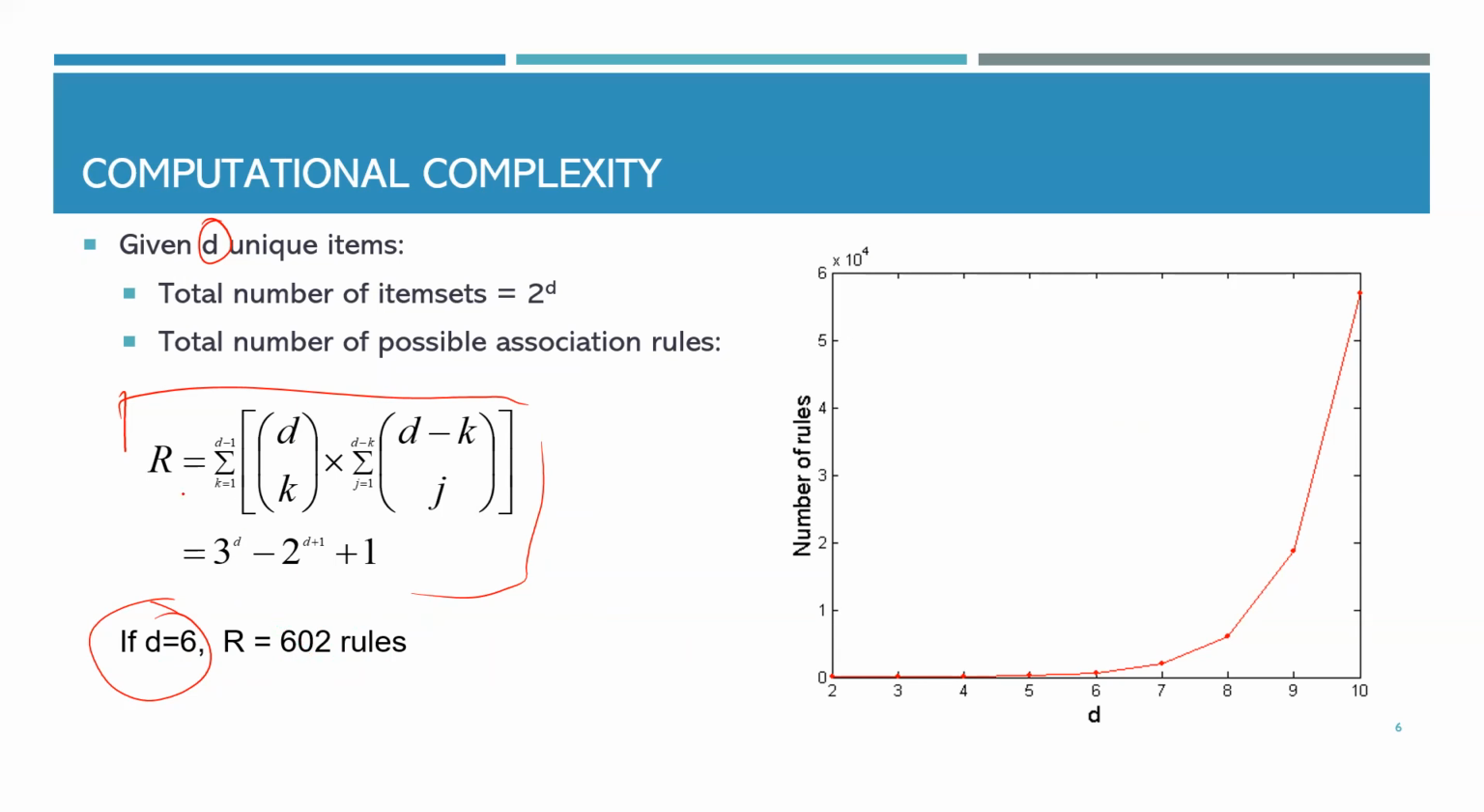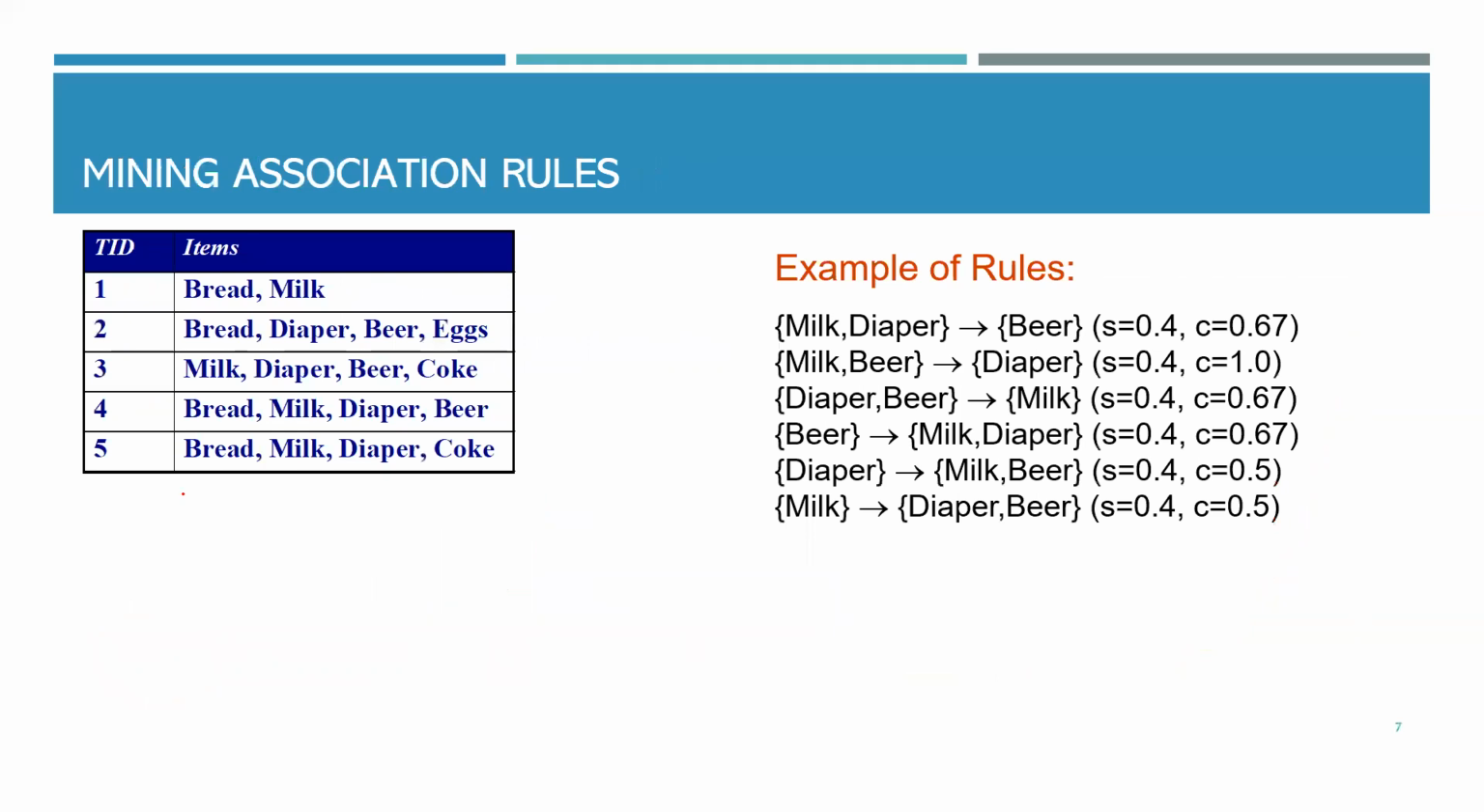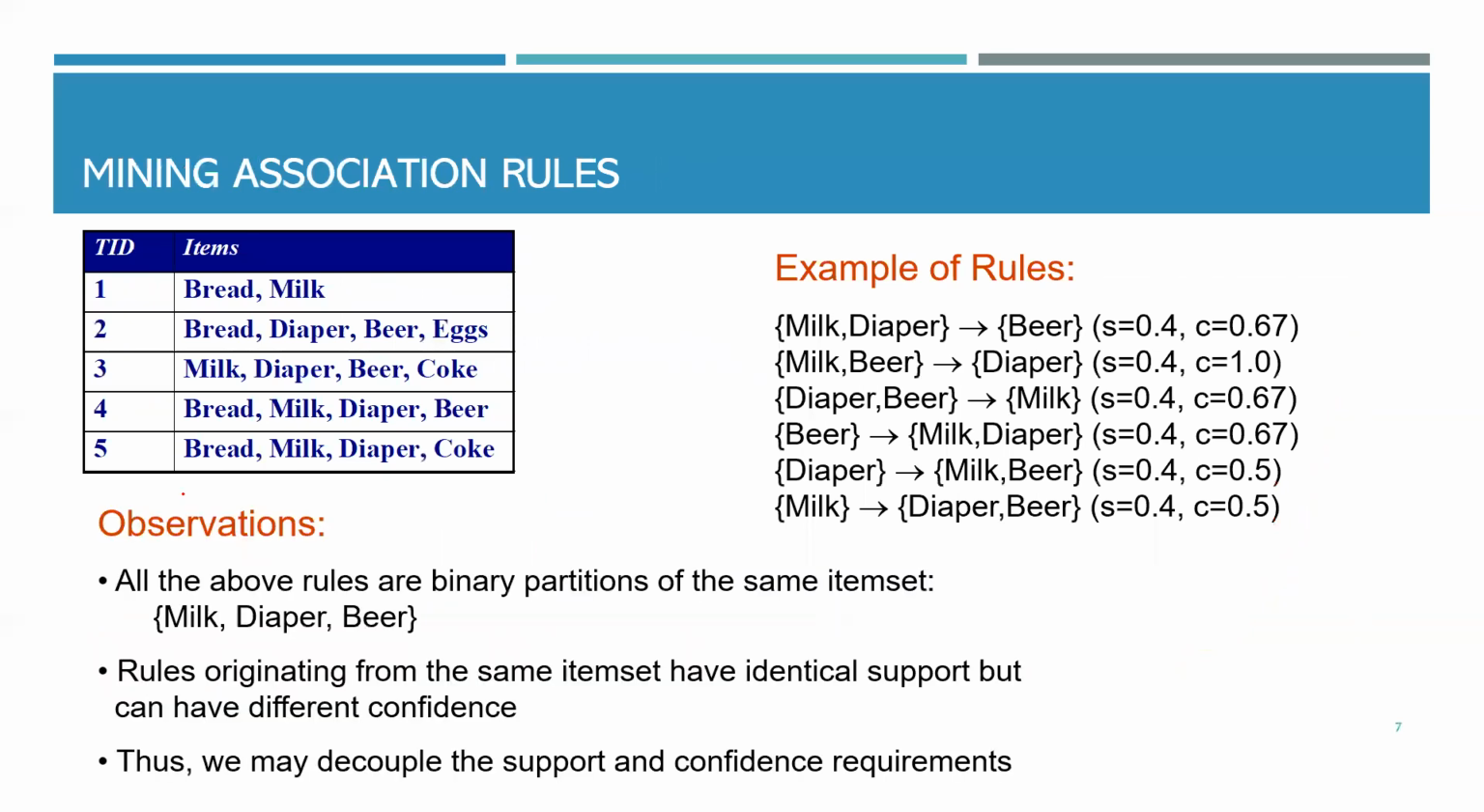That's why we have to learn other algorithms, which have a more efficient way to get the rules.